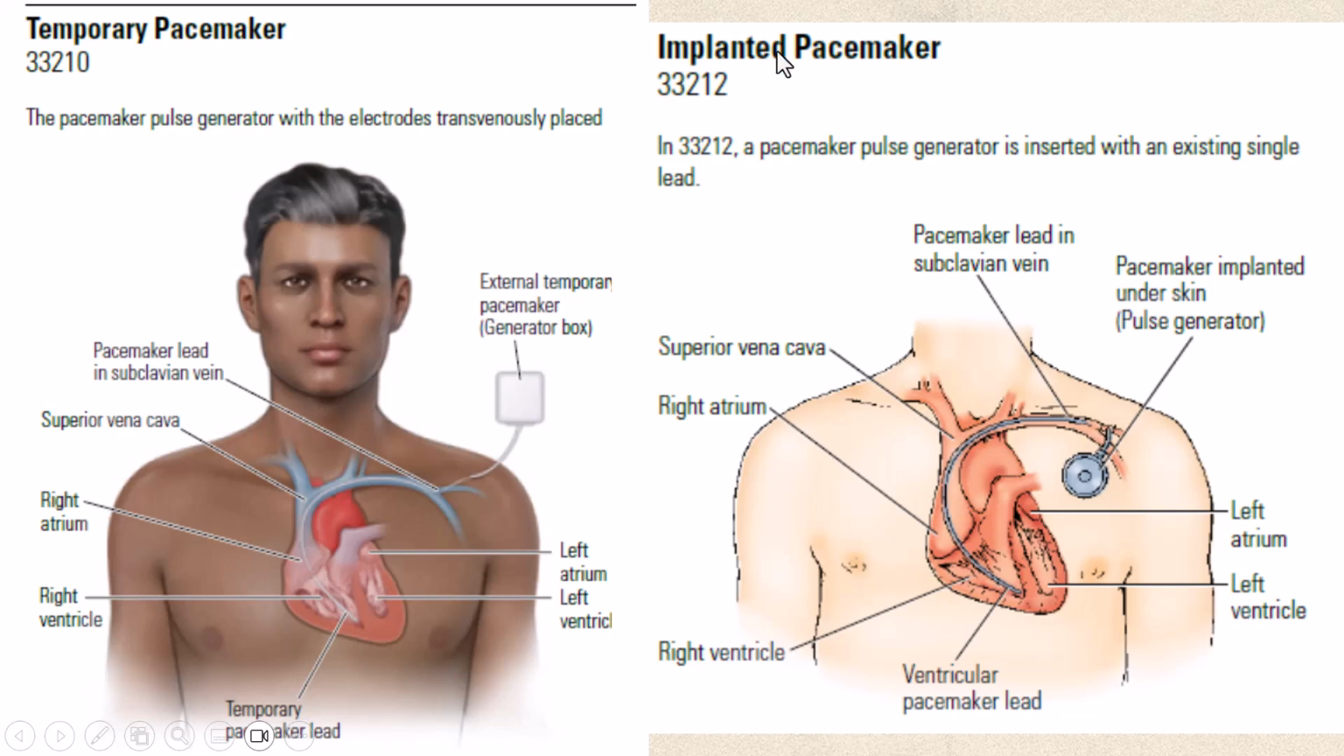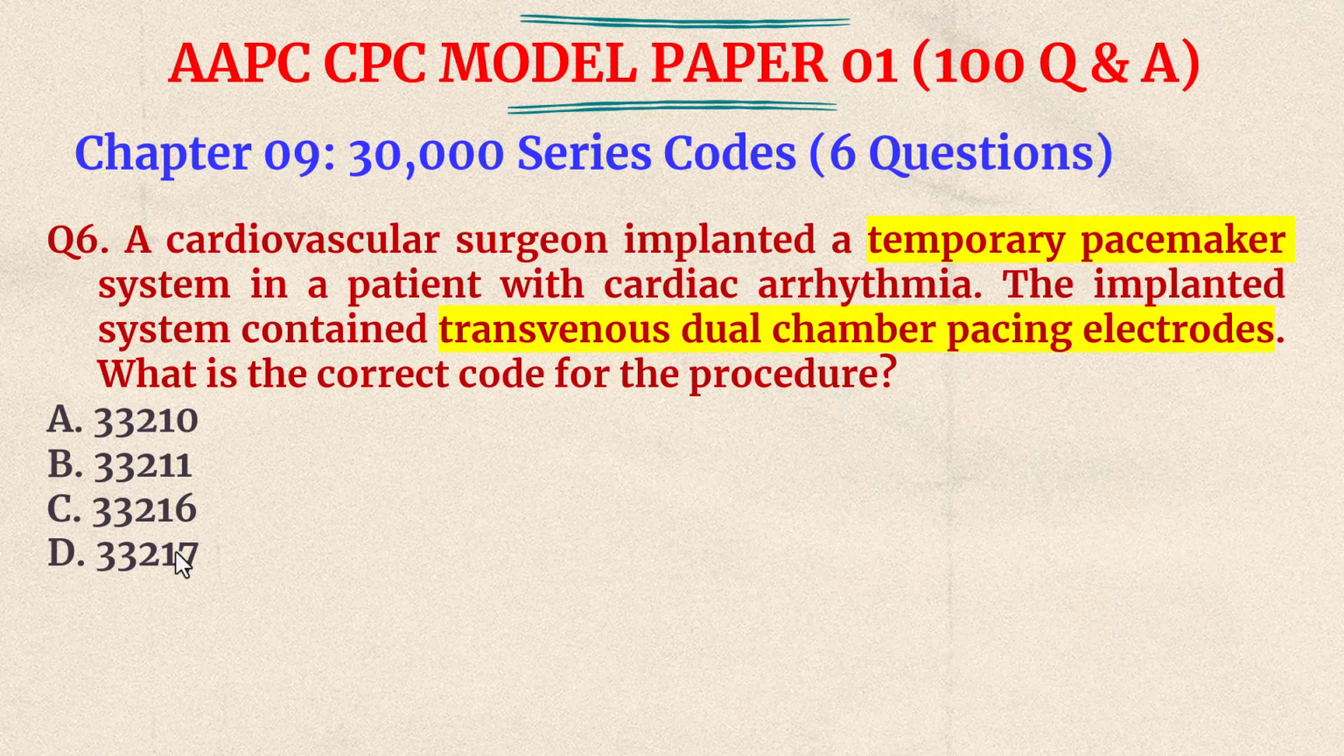You can see the implanted pacemaker. You can see the pacemaker implanted under the skin. You can see by surgery, the pacemaker is inserted under the skin. It is generating the pulse. You can see the pacemaker lead goes through the subclavian vein to the right atrium to the right ventricle. Here you can see the pacemaker lead. It generates the pulse and the heart pumps. So this is how the temporary and the implanted pacemakers are fixed. So you can use the elimination method to find the answer very quickly. So directly go to the codes.